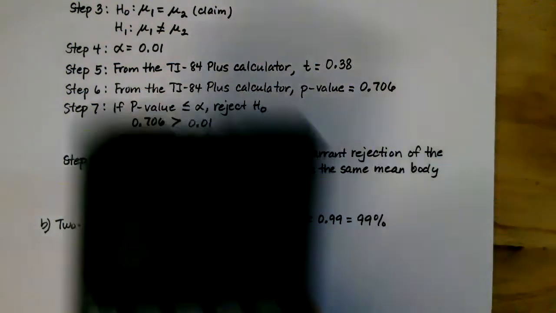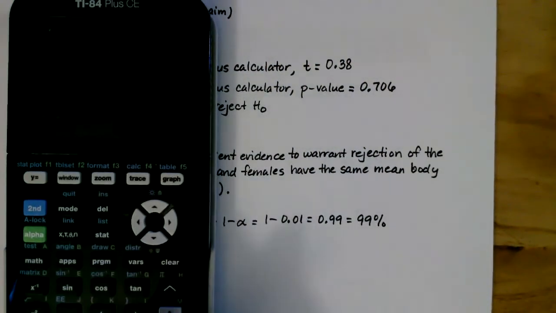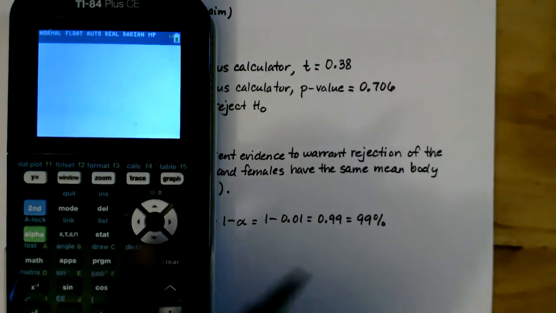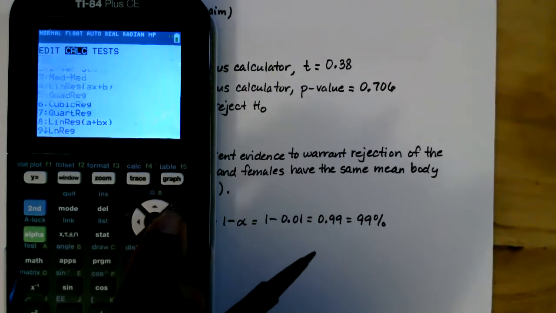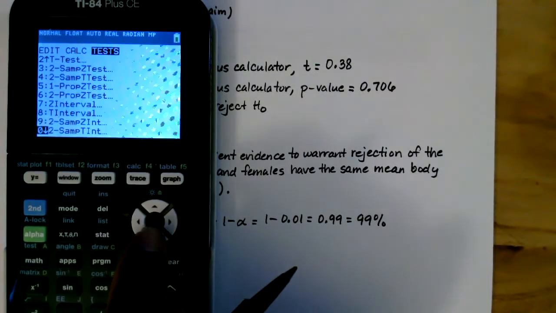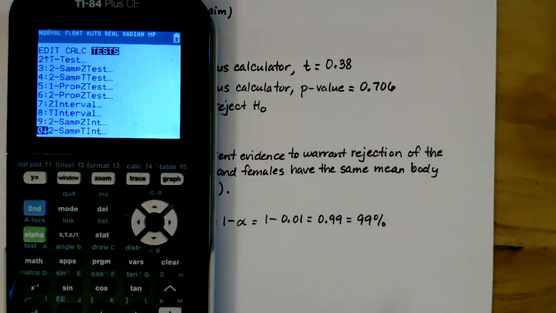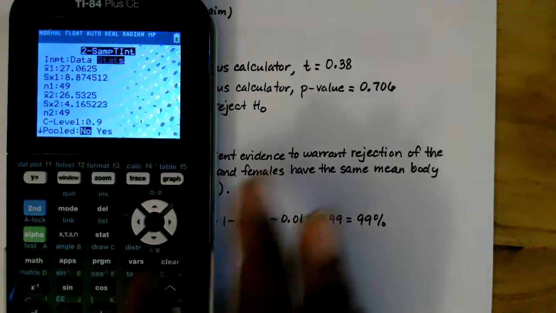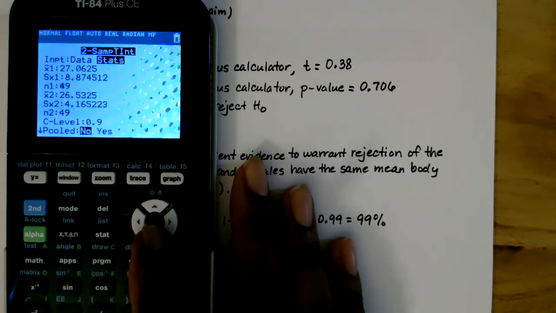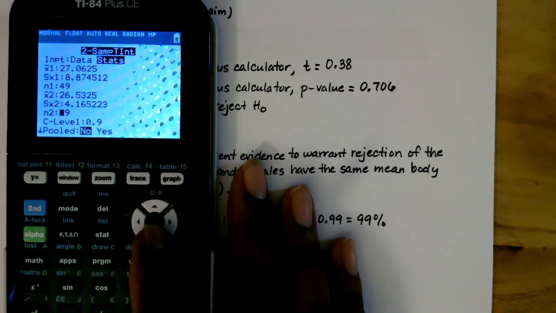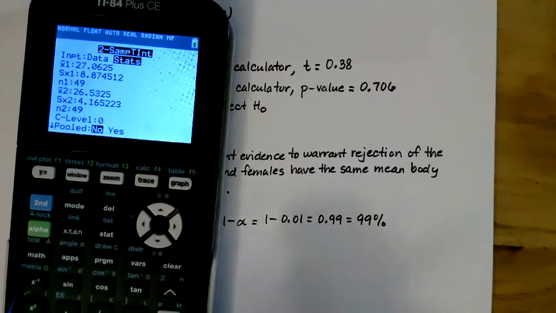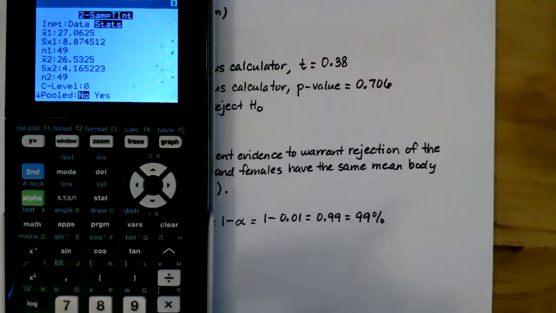And again, we can use our calculator to come up with the confidence interval for that. All right, so go to stat, go over to test, go down to 2-samp t interval. Press enter. Notice that the summary statistics for this are already there. We just need to change the confidence level to 99% or 0.99.